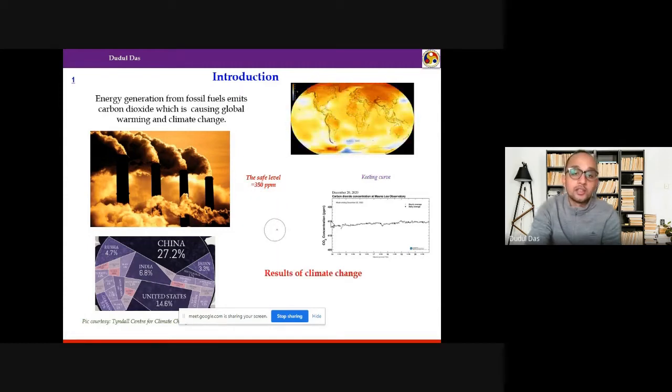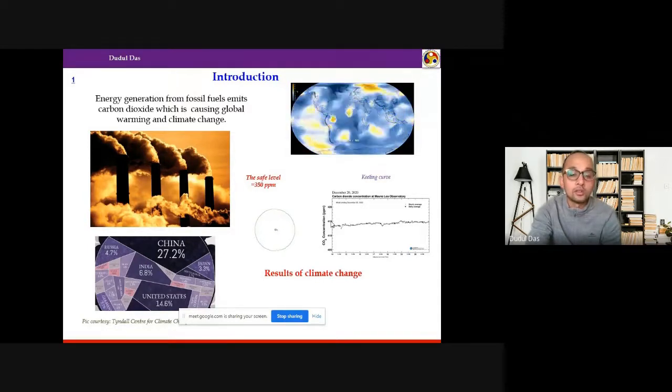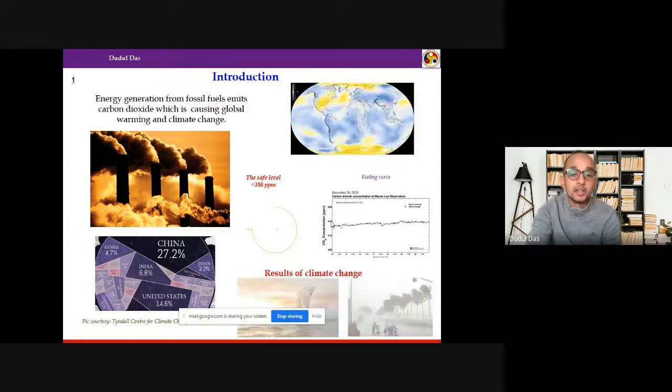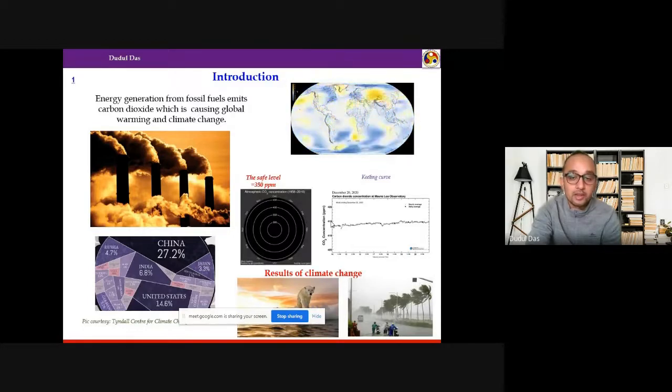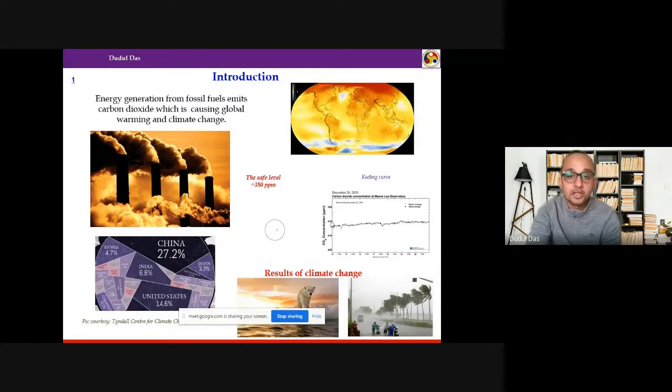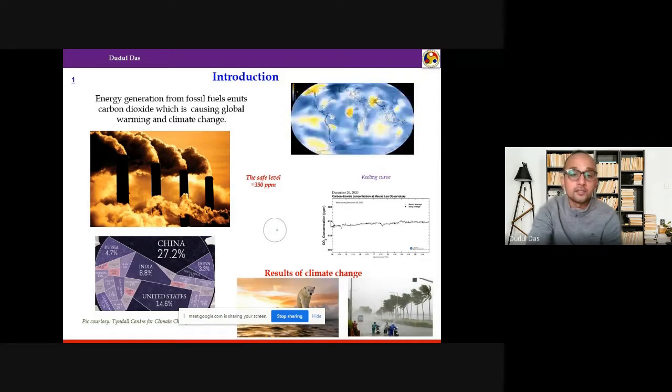The results of climate change, we can feel it, we can visualize it, we can observe it, and in some way we are also experiencing it in the form of glaciers melting, frequent cyclones, as well as the temperature and the seasonal changes. We can feel that because the way December used to be colder, it's not now.